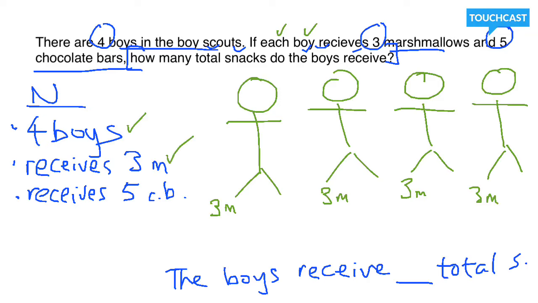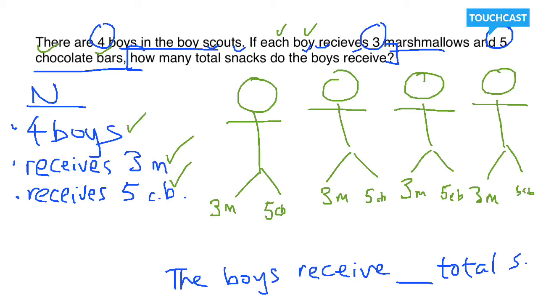Okay. So each boy also receives 5 chocolate bars. So I'm going to put, this boy gets 5 chocolate bars. 5 chocolate bars for him. 5 chocolate bars for you. And 5 chocolate bars for you. So now I need to figure out how many total snacks with 3 and 5 and 3 and 5 and 3 and 5 and 3 and 5.